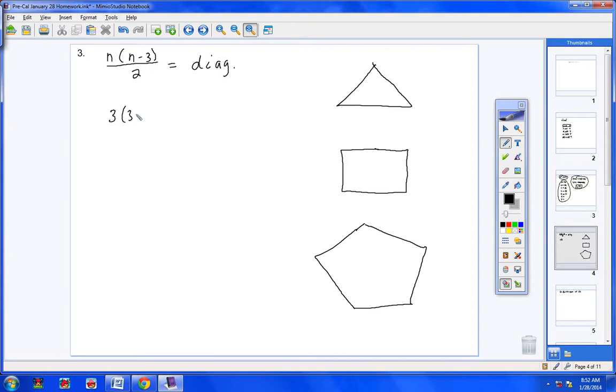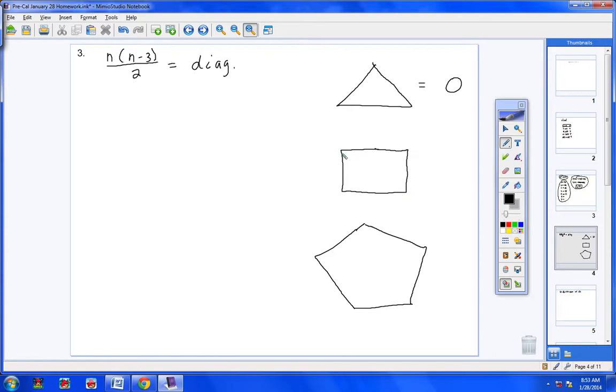3 minus, I'm not going to do all that work. 3 minus 3 is 0, times 3 is 0, over 2 is 0. So when you put a 3 in, you have 0 diagonals. And that's right. A diagonal is when you can connect one vertex to another vertex as long as the vertex is not right beside it.